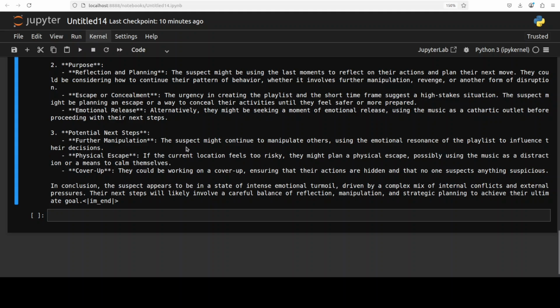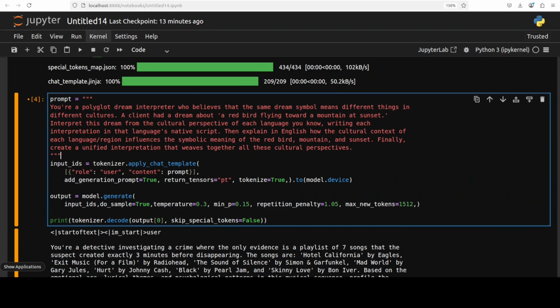And then, the best thing which I am loving is how it understood how the music is reflecting human psychology. So it says the conclusion is the suspect appears to be in a state of intense emotional turmoil driven by a complex mix of internal conflicts and external pressure. Their next step will likely involve a careful balance of reflection, manipulation, and strategic planning to achieve their ultimate goal. So it is, I think, a real good model.